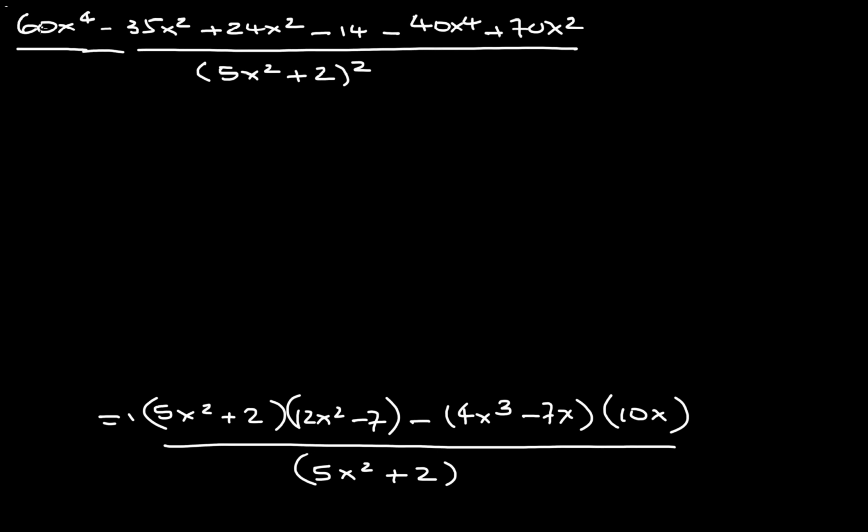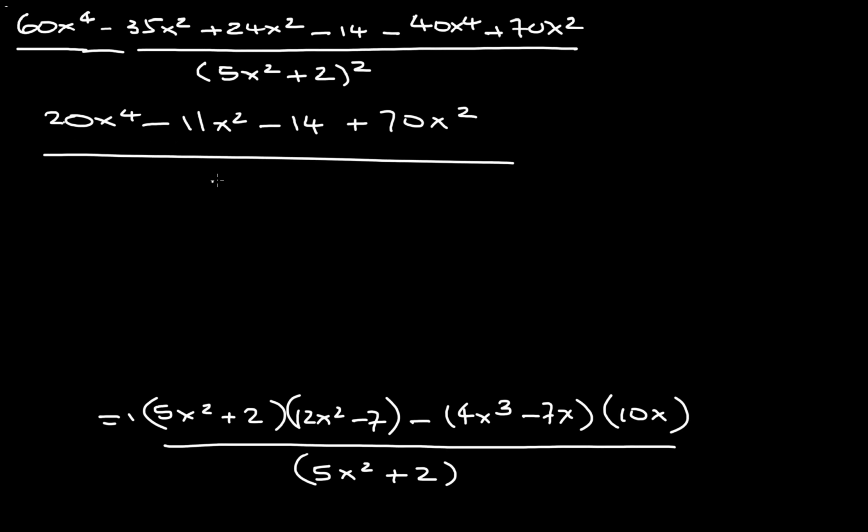Right, so we continue. Now, this and that are similar terms, so they can work together. We have 20x^4, right? And then this one and that one are going to give us a negative number, but it will be 11. So that's minus 11x squared. And then we have this one remaining, which is negative 14. And then we have plus 70x squared, right? The same divisor, 5x squared plus 2, squared, right?